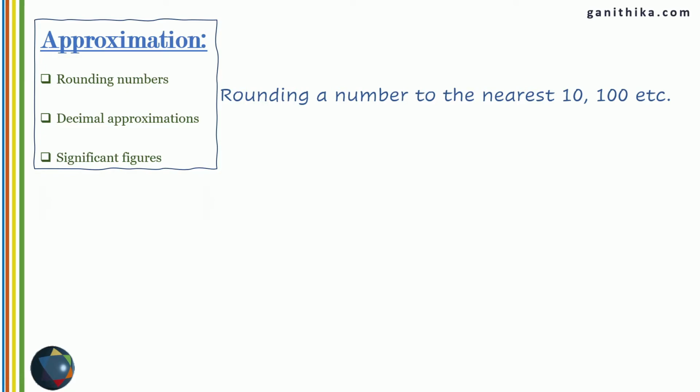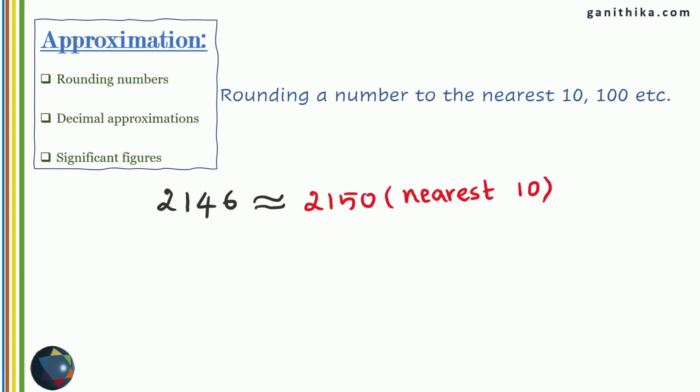First is rounding numbers. So let's round a number to the nearest 10, 100, etc. Let's consider this number, 2146. Make a note of this: whenever you are approximating, you need to use the approximation symbol before the answer that you are going to give. So for example, 2146 to the nearest tens will be 2150, because 46 to the nearest 10 is 50. So 2150 is the nearest 10 of 2146, approximated to. So the symbol approximation is there.